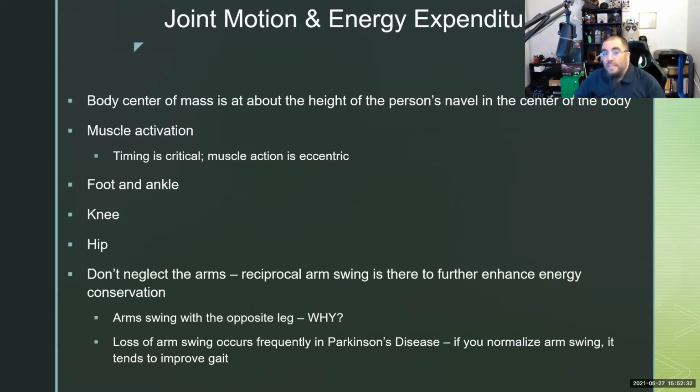So you have to understand that the body's center of mass is about the height of the person's navel, in the center of the body, right? So right about there. Muscle activation. When they are walking, timing is critical. Eccentric contractions are probably the most critical to gait. You can get a lot of problems when the muscles can't slow down motions or can't hold motions.